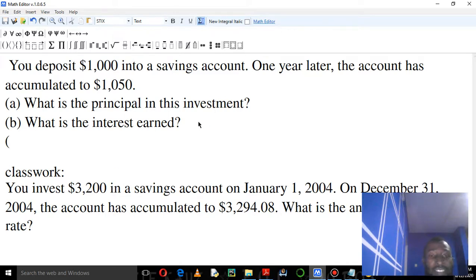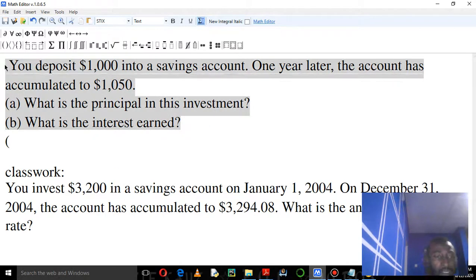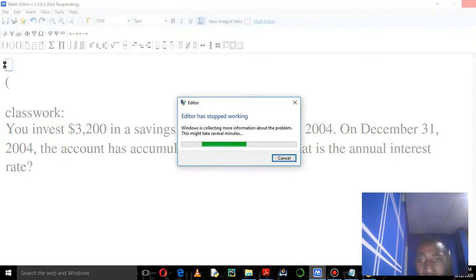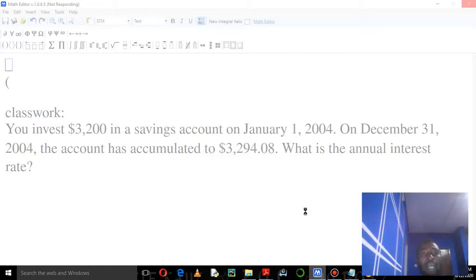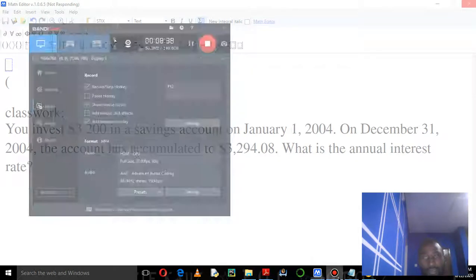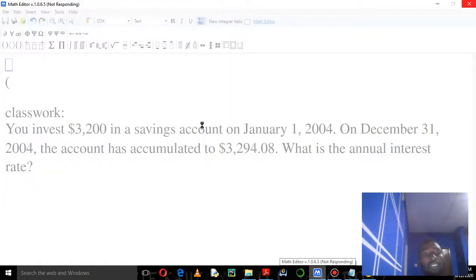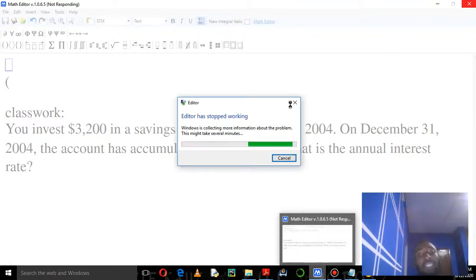You invest $3,200 in a savings account on January 1st, 2004. On December 31st, 2004, the account has accumulated to $3,294. You are asked, what is the annual interest rate? So this is your question, and you have to submit in the next 10 minutes.